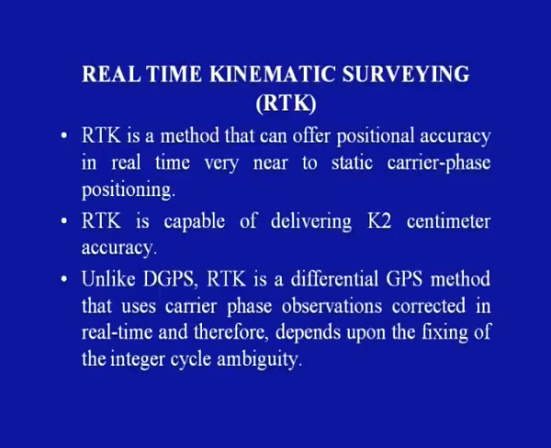So, let us look at what actually is RTK. RTK is a method that can offer positional accuracy in real time very near to static carrier phase positioning. RTK is capable of delivering 1 to 2 centimeter accuracies. Unlike DGPS, RTK is a differential GPS method that uses carrier phase observations corrected in real time and therefore depends upon the fixing of the integer cycle ambiguity.